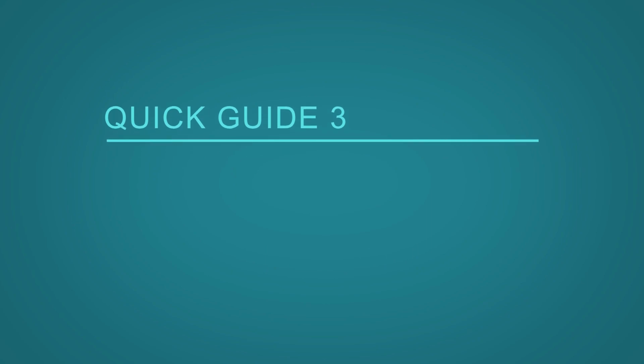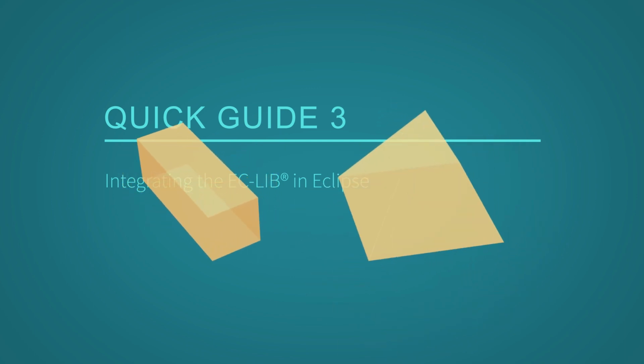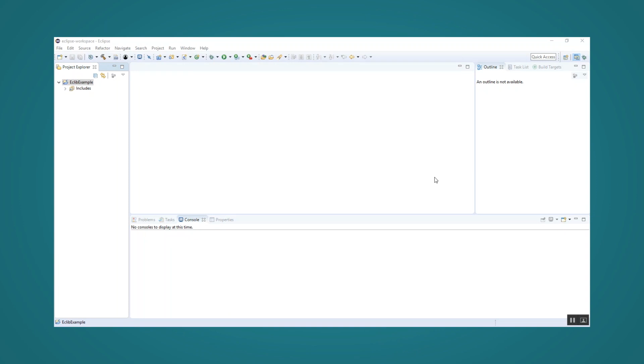Part 3. Integrating the EC-LIB in Eclipse. In this quick guide, the sample project is called EC-LIB example, which we will develop within an Eclipse C++ IDE environment. Of course, other IDEs can also be used to evaluate the free trial version.